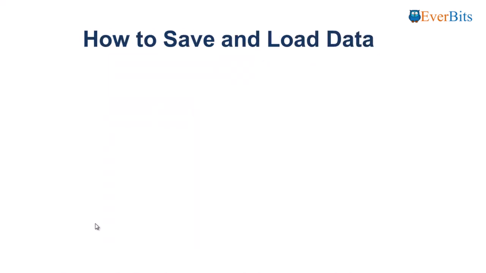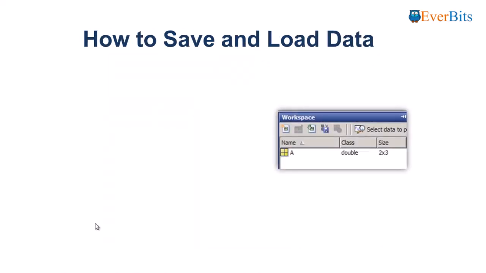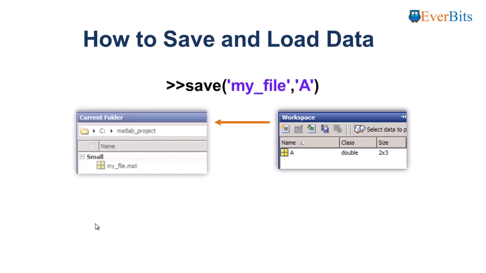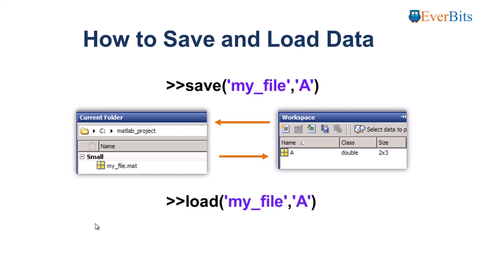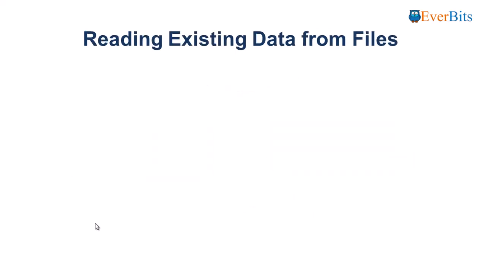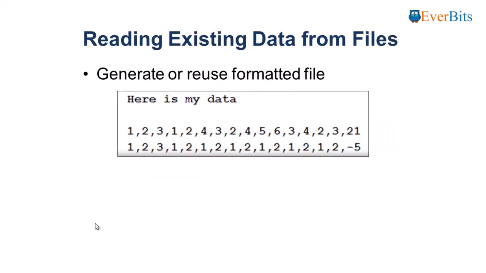So let's summarize. If we have a variable in the workspace, we can save it with the command save to a file and we can load it again using the command load so that we have a MATLAB variable with which we can operate. Let's imagine that we have existing data, for example, a text file.